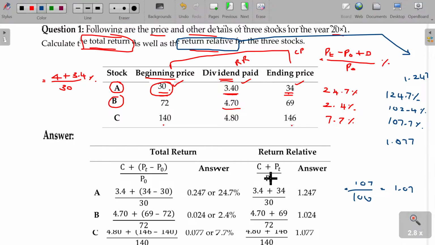Relative term. You have to understand the two differences. Total return is only considering the return. What the amount invested, how much it could be by the end of first year or the period end, if you compare that way, this is called a return relative. 100 rupees becomes 107. 7% is the total return. 100 becomes 107 means 1.07 times grown up. Then it is called a return relative. Hope you will be now able to understand the total return and return relative. Clear?